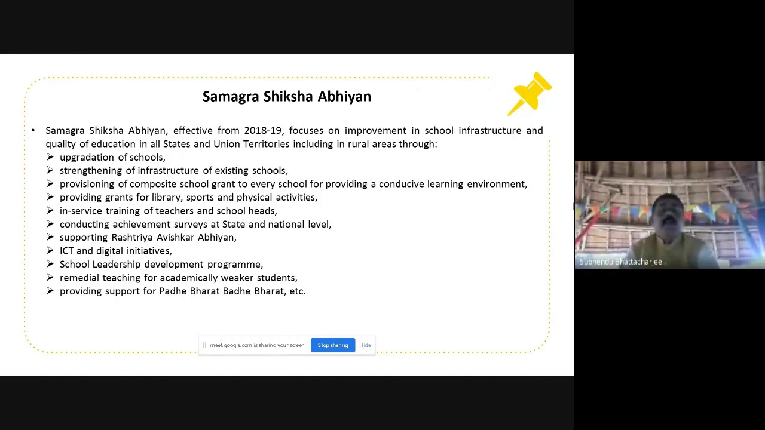And strengthening of infrastructure of existing schools, provisioning of composite school grants to every school for providing a conducive learning environment, providing grants for librarians, sports and physical activities, so that students are not only confined to their bookish knowledge, they get into life skill education, and they get confidence to stand in life. And in-service training of teachers and school heads, which is a very missing point till now. Conducting achievement surveys at state and national level.